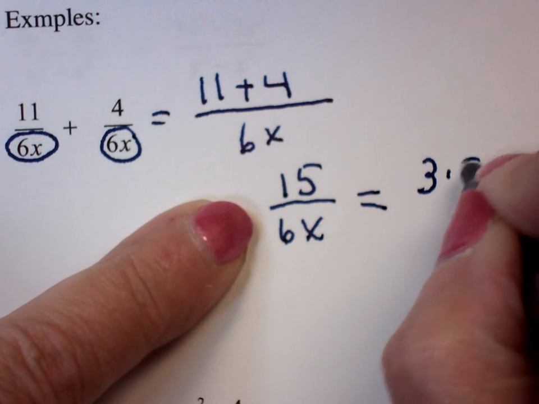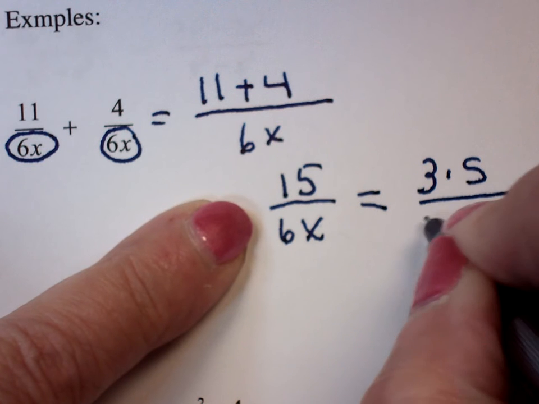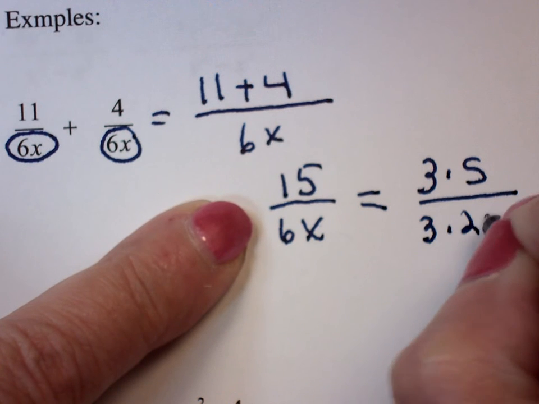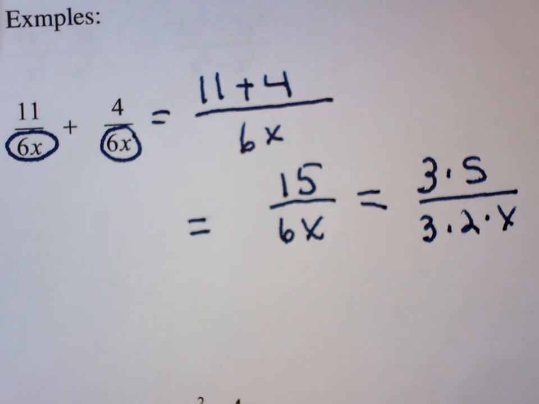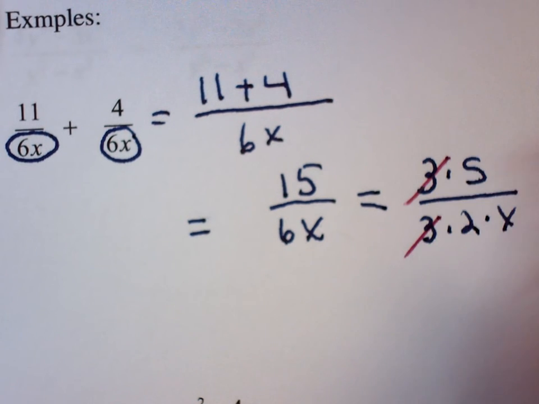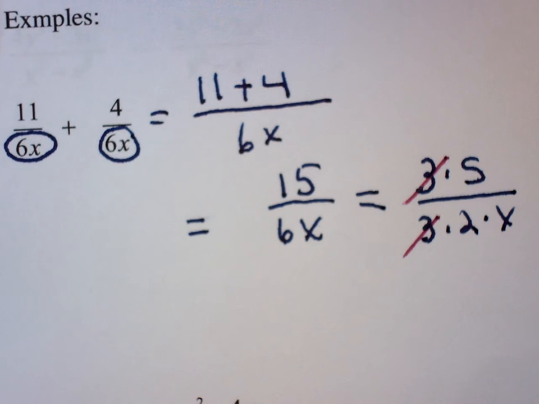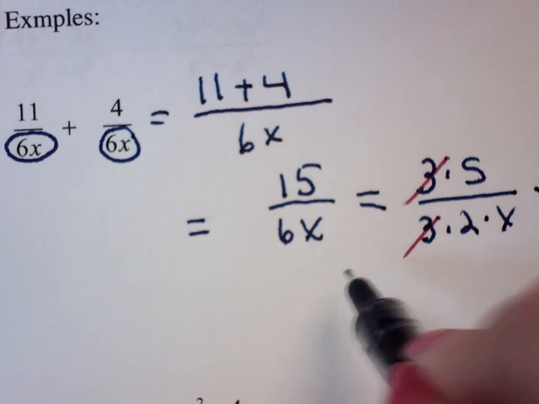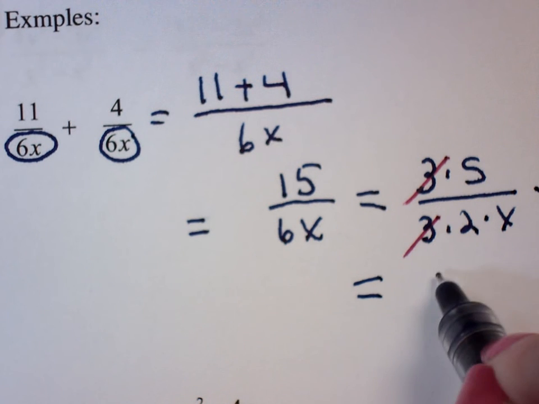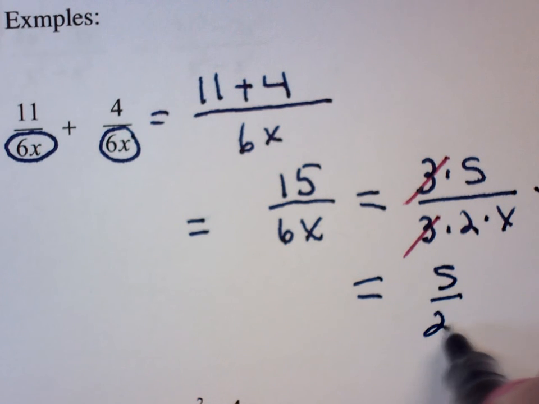This is 3 times 5 in the numerator, 3 times 2 times x in the denominator. Notice the 3's reduce out, and so you're going to end up with a final answer of 5 over 2x.